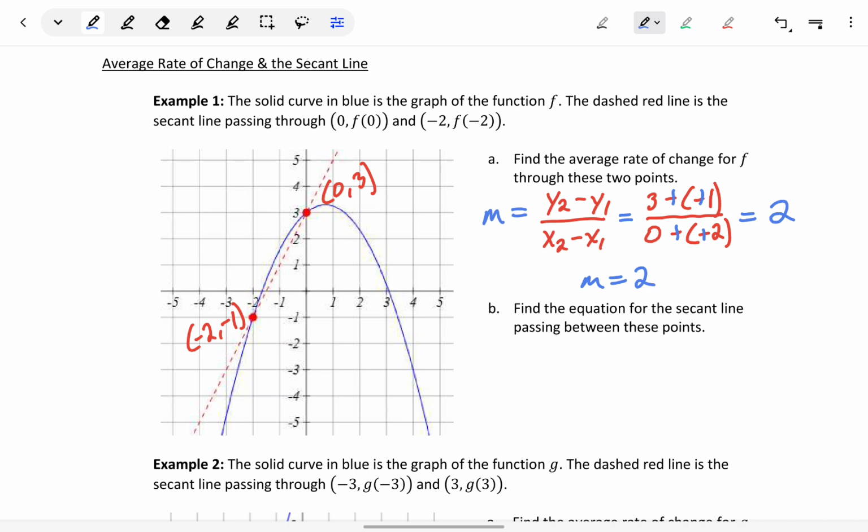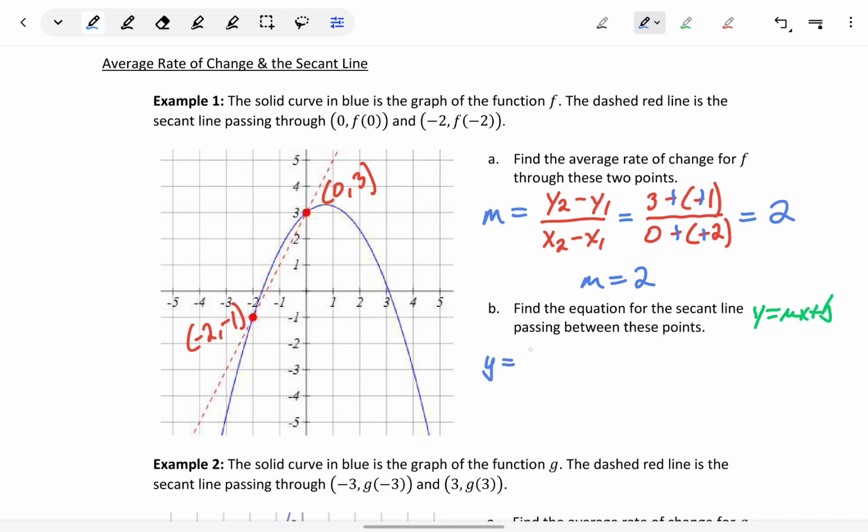So finding the slope of that secant line that passes through these 2 particular points gives us the average rate of change for that function between those 2 points. Then we can go ahead and find the equation for the secant line itself. Since we know that this is a line, we're going to be constructing an equation of the form y equals mx plus b.